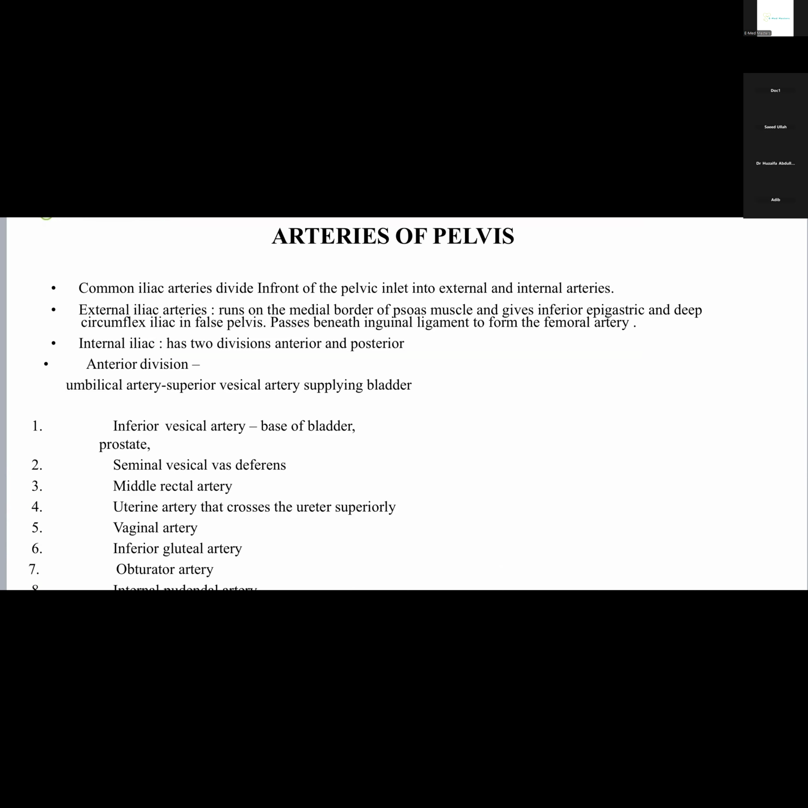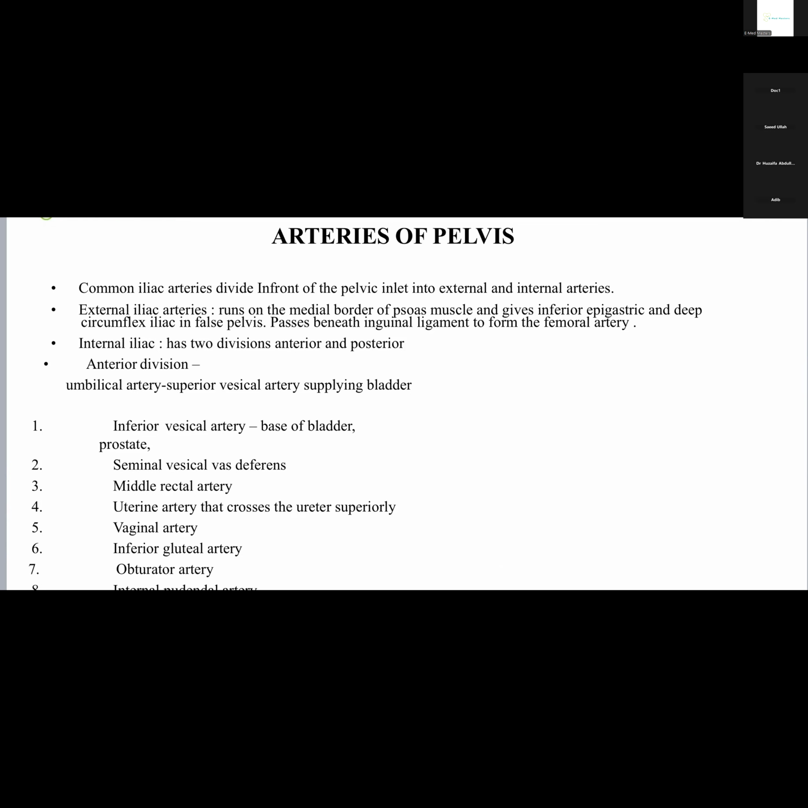The external iliac artery runs on the medial border of the psoas muscle and gives two branches, and one is the continuation. Its branches are the inferior epigastric artery and deep circumflex iliac artery, and its continuation is the femoral artery. It passes beneath the inguinal ligament to form the femoral artery. So the common iliac artery divides into the internal and external iliac artery in front of the pelvic brim, while the external iliac artery runs on the medial border of the psoas muscle and gives two branches, which are the inferior epigastric artery and deep circumflex iliac artery. And it continues as the femoral artery by passing beneath the inguinal ligament.